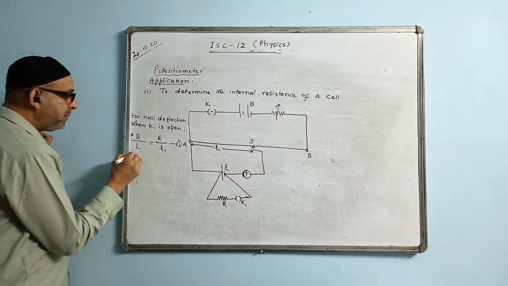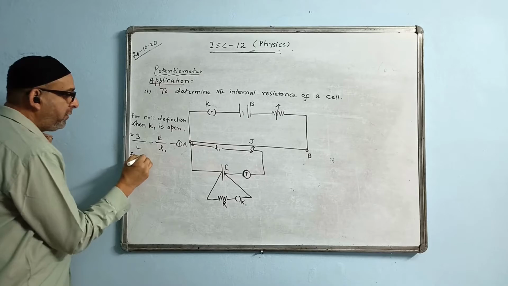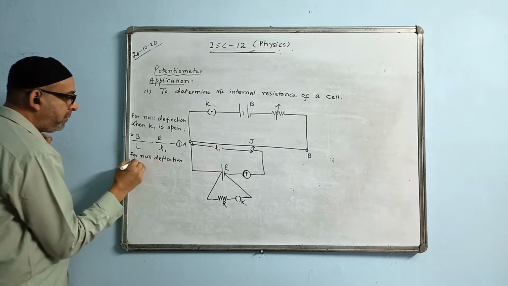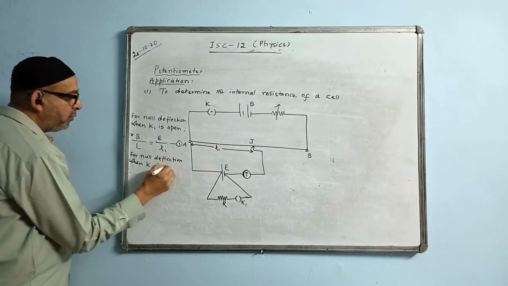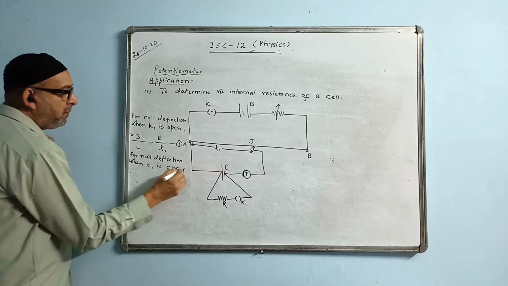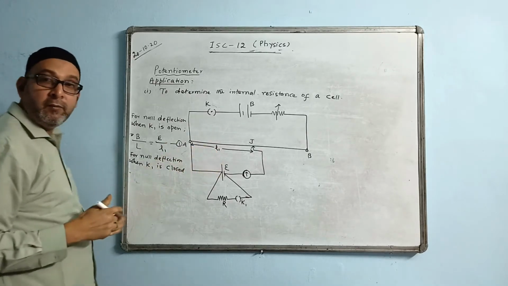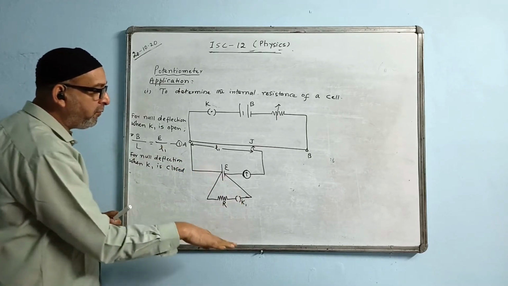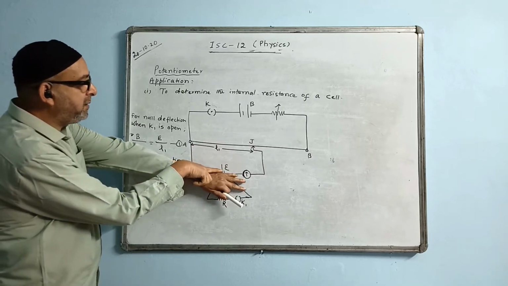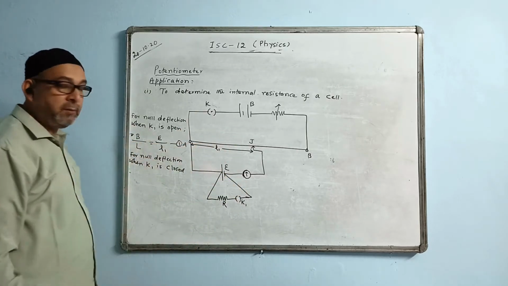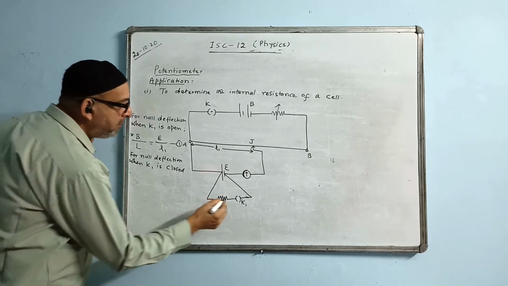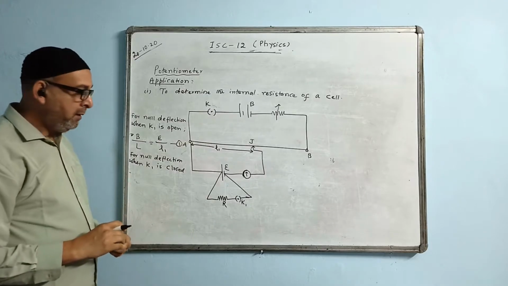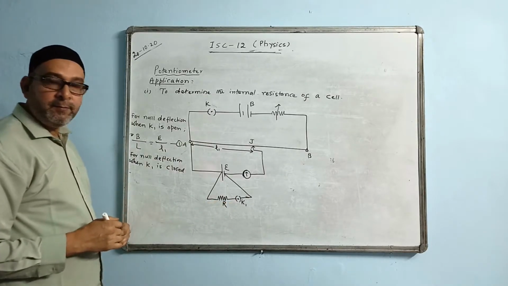Now second case, for null deflection, when K1 is closed. First reading we take down for L1 without closing the key, that is we are keeping this part off. This is not there in the circuit. We are balancing just this EMF. So we have this equation coming. Second time what will happen? We will be closing this key. This is always kept closed. Now we are closing the key K1.